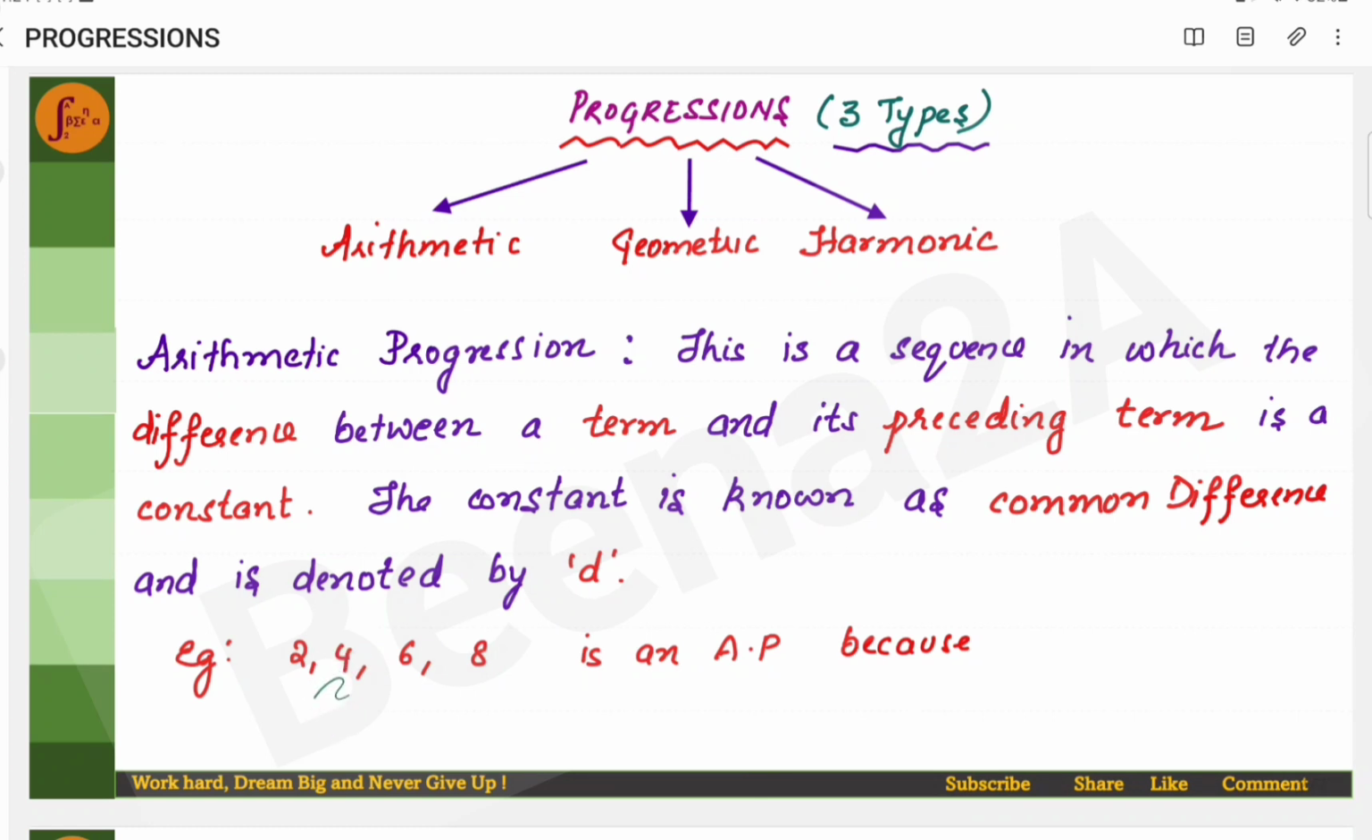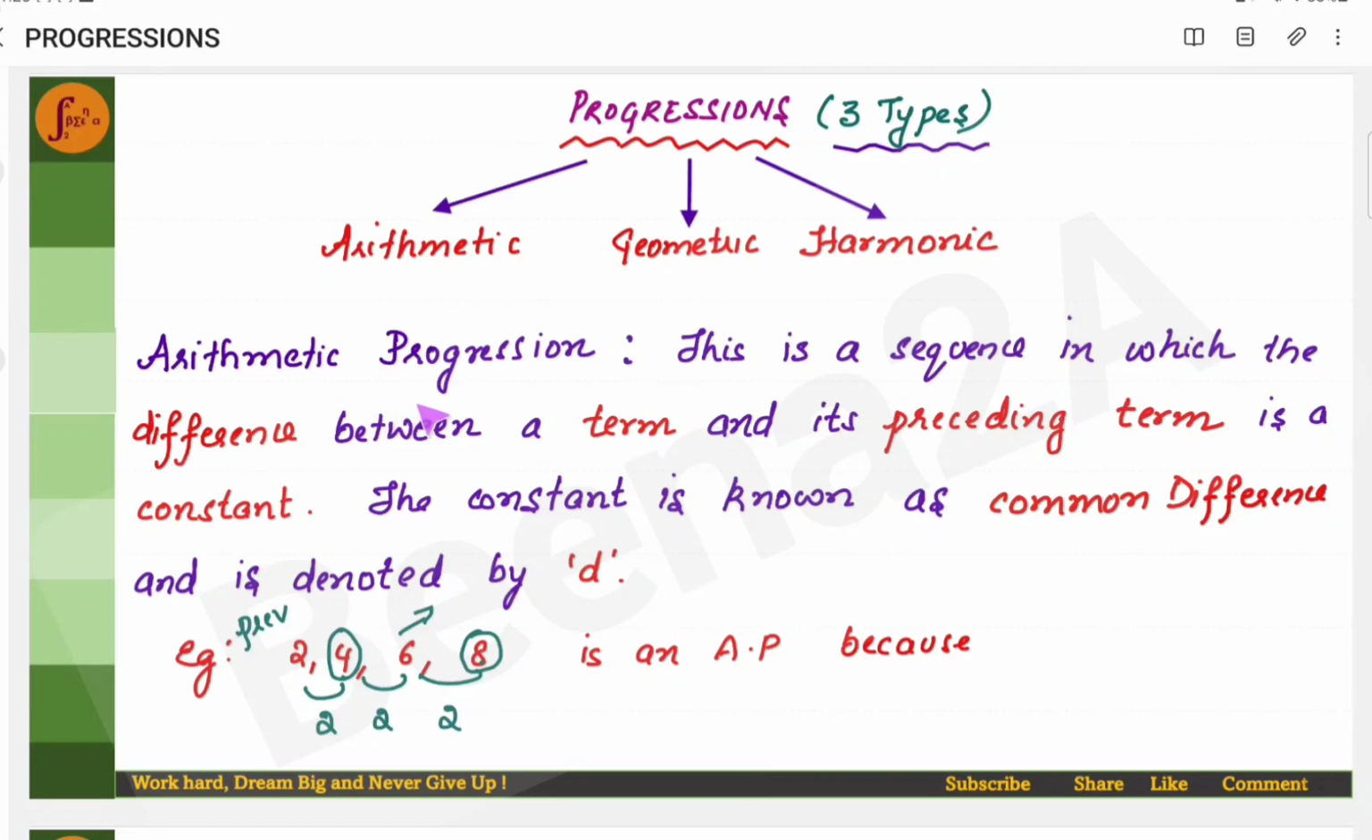For example, between 2 and 4, what is the difference? 2. Between 4 and 6, what is the difference? 2. Between 6 and 8, what is the difference? 2. Now you notice between every term and its previous term. This becomes the previous term for 4: for 4, 2 is the previous term. The difference between 4 and the previous term is 2. Similarly, what is the previous term for 6? It is 4. What is the difference between 6 and 4? It's 2. Now what is the previous term for 8? This is the previous term for 8. And what is the difference between 8 and 6?